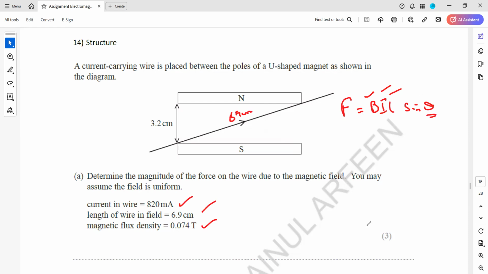But there's another thing, the angle. We don't know this angle. We need the angle between the magnetic field and the length. So how can we work this out? Because we always take the perpendicular component. So either you can divide, so I need this length.